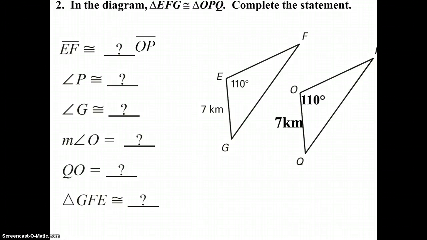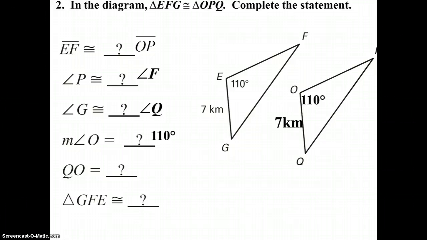All right, so using the congruency statement and the pictures, we have segment EF is congruent to segment OP. Angle P is going to match up to angle F. Angle G is going to match up to angle Q. The measure of angle O would be equal to the measure of angle E, which is 110 degrees. Remember, measures are equal, things are congruent. And we actually have a number there.